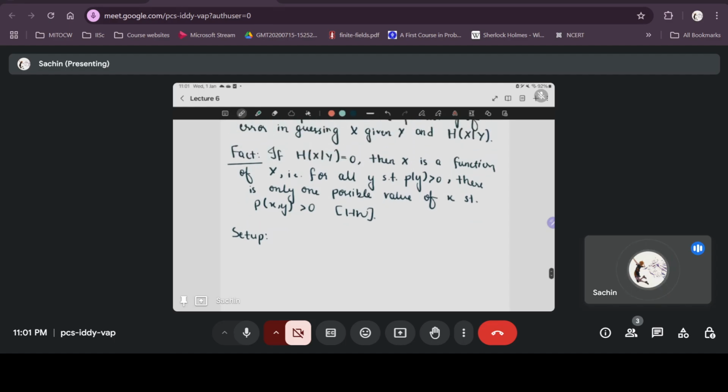So an equivalent way of saying that x is a function of y is that for all values of y which occur with non-zero probability, there's only one value of x that also occurs with non-zero probability. That is, p of x comma y is greater than 0. So in a sense, if someone gives you y, then that will automatically give you the value of x.